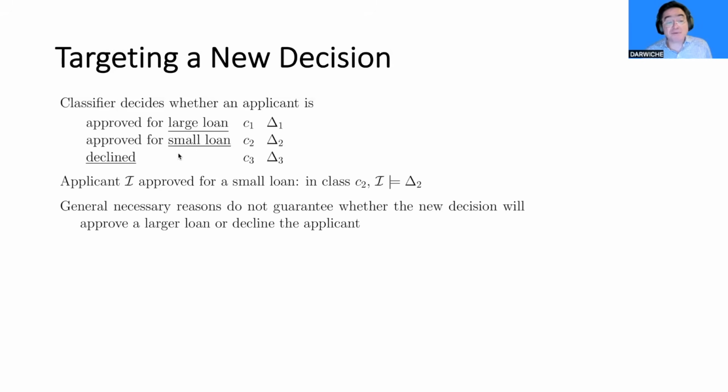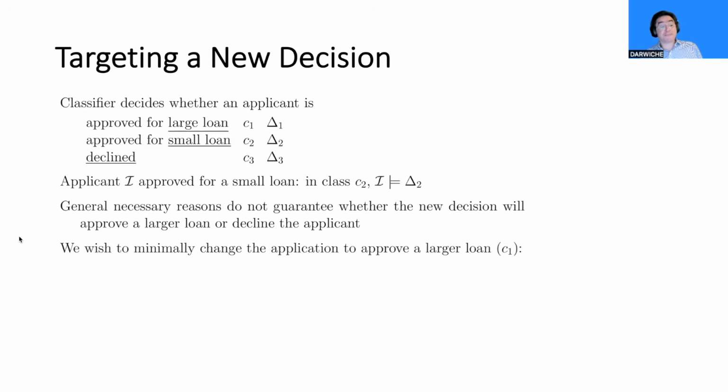But it does not tell me what's going to happen. Are they going to be given a larger loan or will be declined? There's a big difference between the two, all right? So the standard definitions do not really help with that. But suppose that's what I want to do. Suppose that I actually want to minimally change the application to approve a larger loan. Yes, I want to undermine the decision, but I want to target a particular new decision, which is a larger loan.